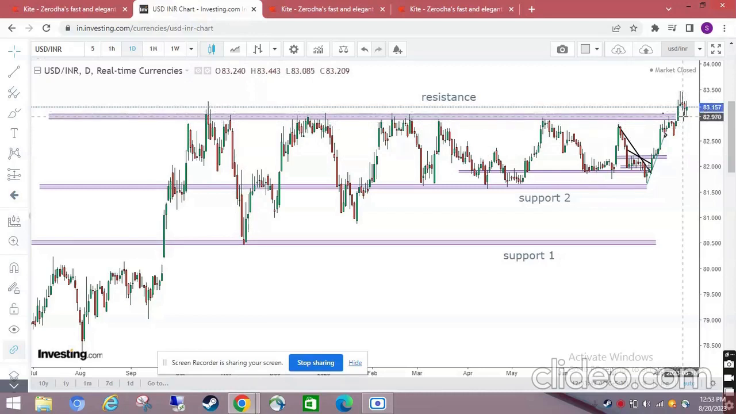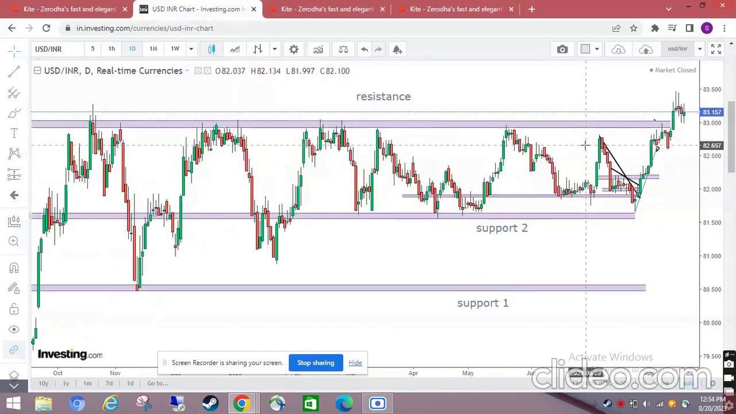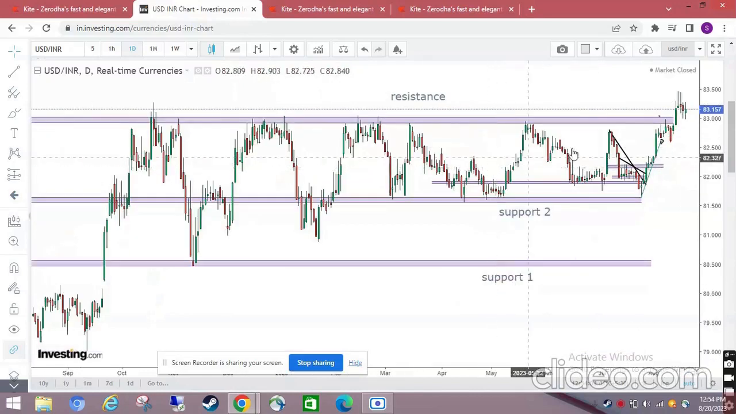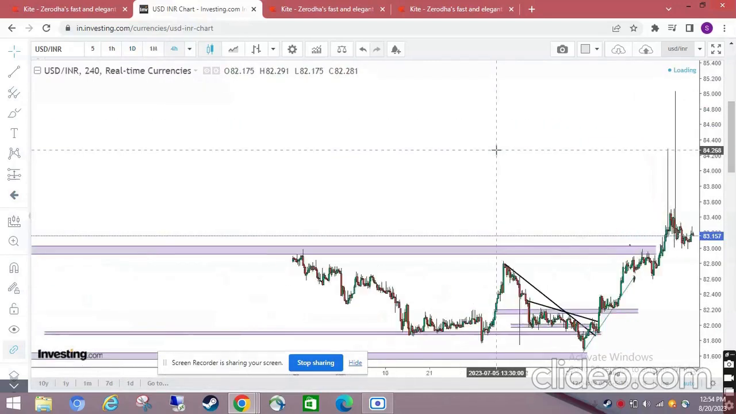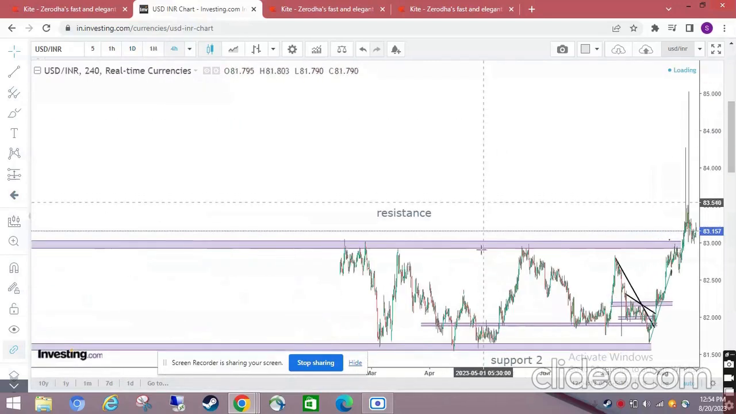So basically we are long for the entire week. If I take an intraday trade, mostly it will be a long position, and for a weekly expiry you'll still be in a long position. If you go a little bit lower, let's go to the 4 hour time frame. If you look at the 4 hour time frame, same story here.